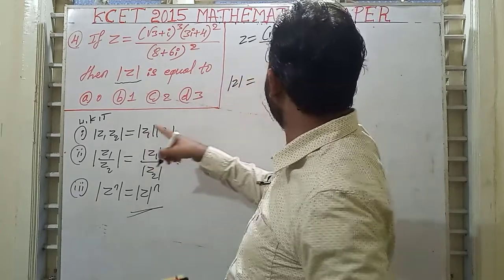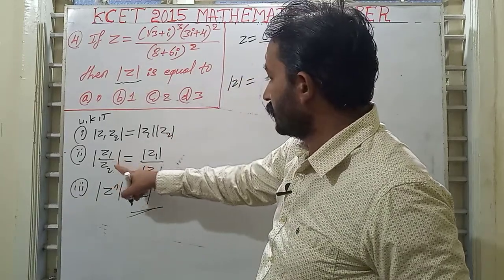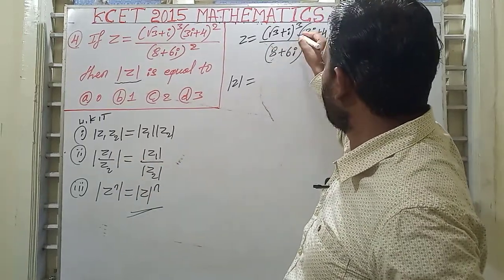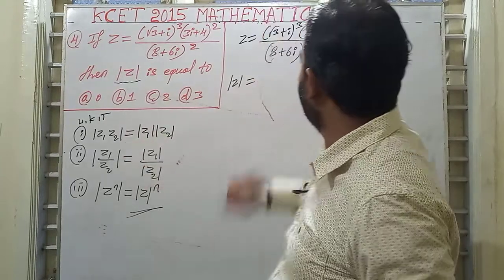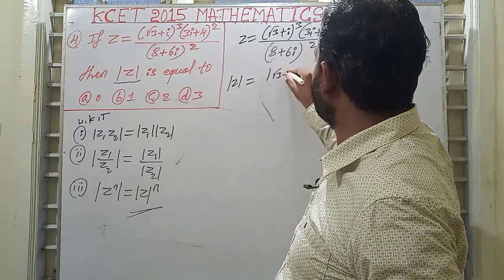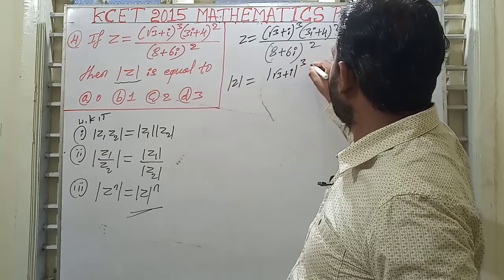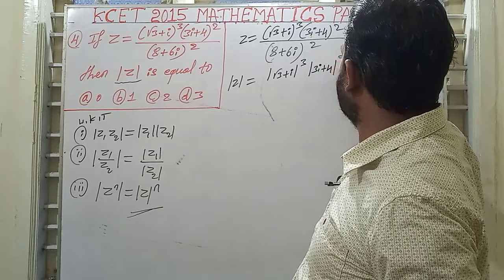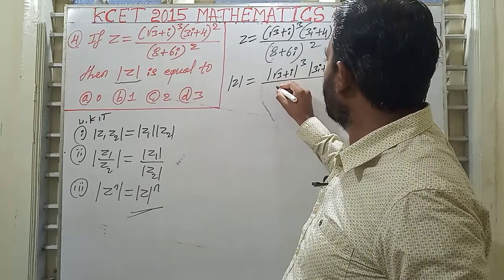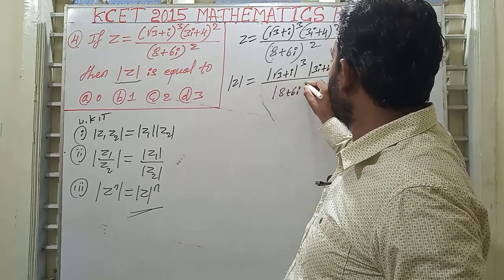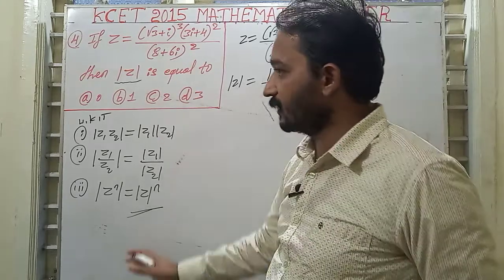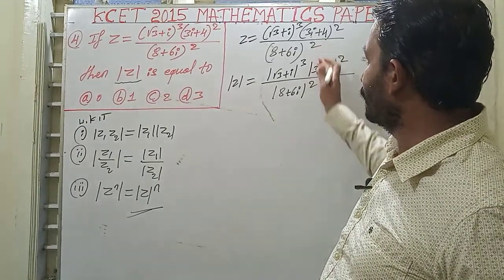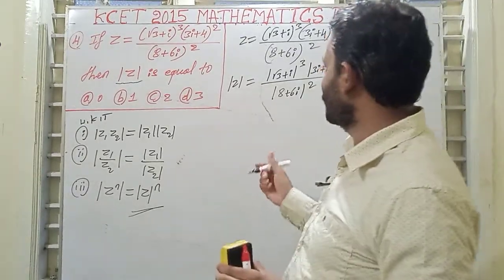So using the condition, first we apply modulus to both numerator and denominator, and since terms are in product, we use this formula. So modulus of (root 3 plus i) to the power of 3 and modulus of (3i plus 4) whole square divided by modulus of (8 plus 6i) whole square. So using these three formulas, directly we can write this term in this form. So now find out the modulus.